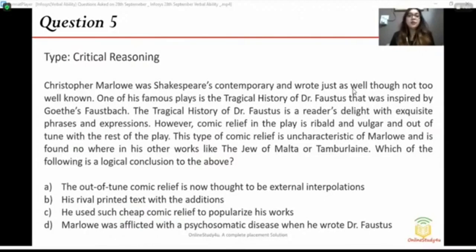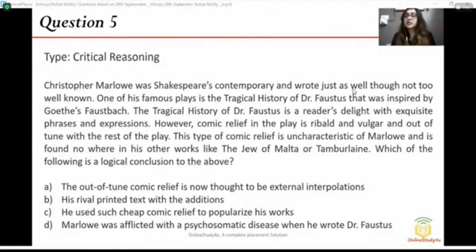Another critical reasoning question. Christopher Marlowe was Shakespeare's contemporary and wrote just as well, though not too well known. So we're talking about another person that we haven't heard of very frequently, but he was as good as Shakespeare. One of his plays is The Tragical History of Dr. Faustus, that was inspired by Goethe's Fortbach. Right, so it's saying that one of his plays, which is known as Tragical History of Dr. Faustus, was inspired by Goethe's, whatever, by some character.